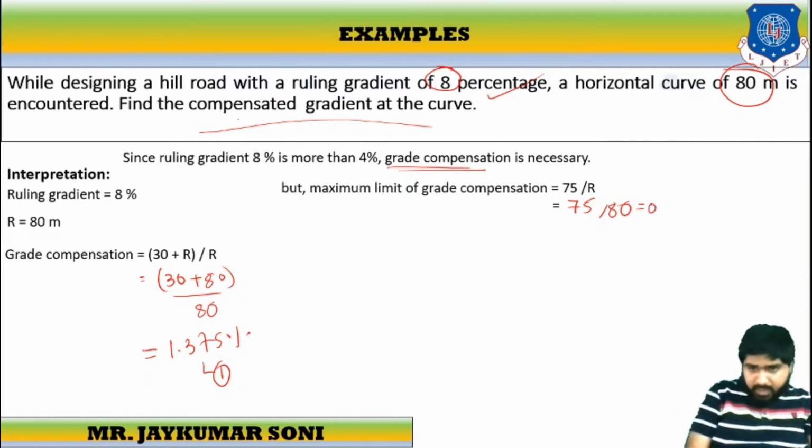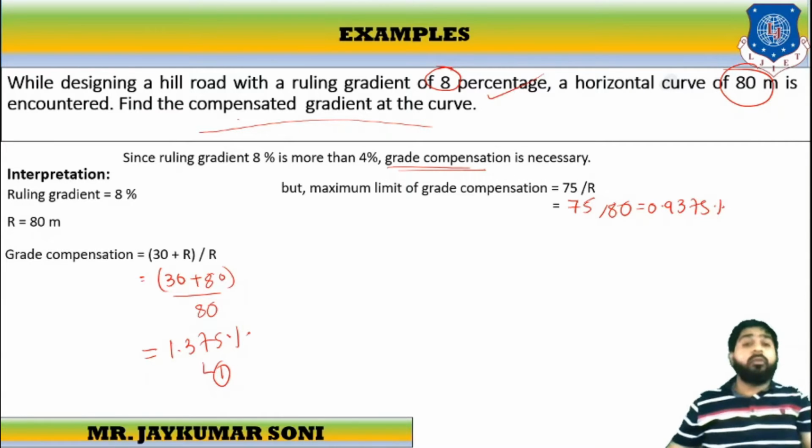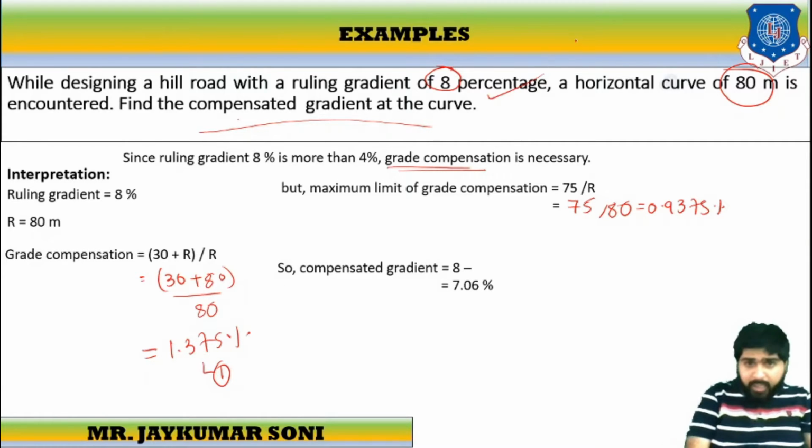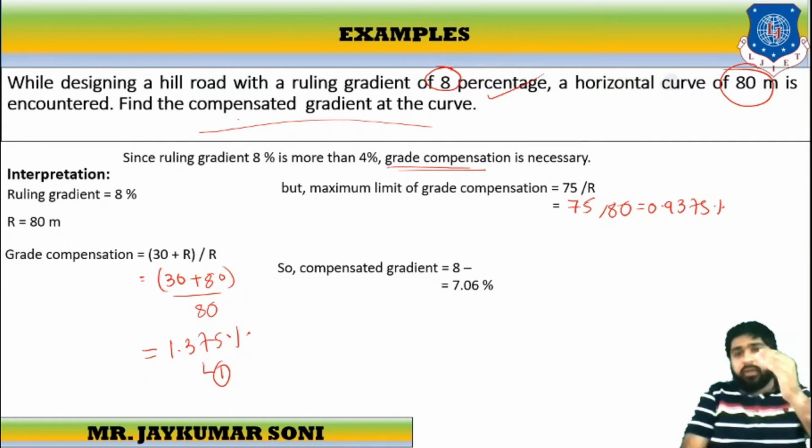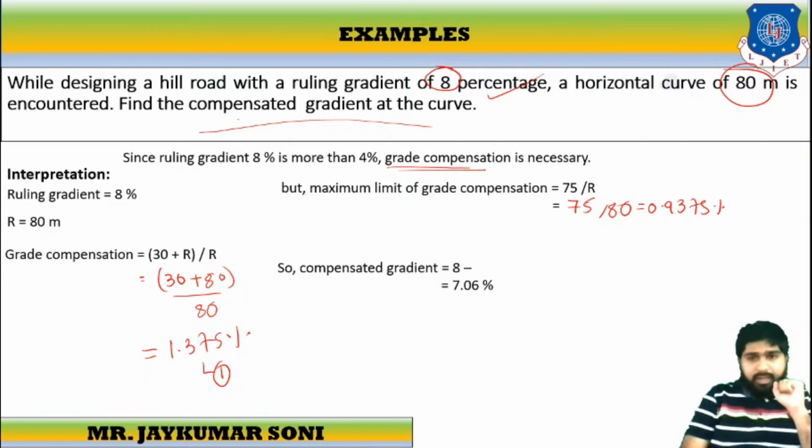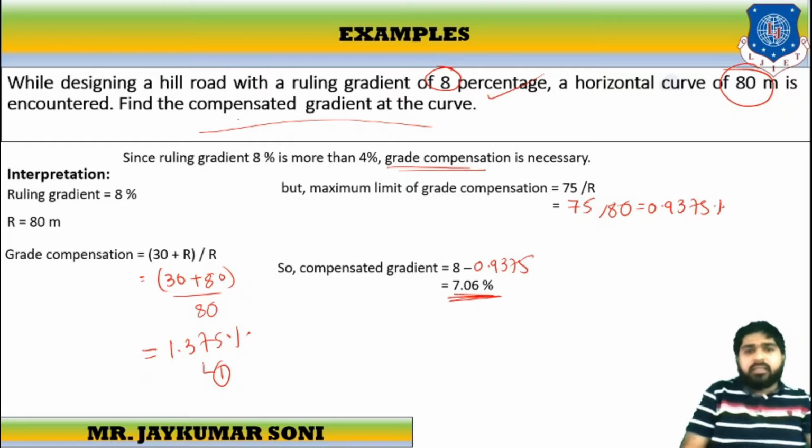So it is 0.9375. Now what we need to do, we have already been given 8 percentage. We have to reduce some amount of gradient. So what we will do, we will reduce the maximum gradient compensation that we have got. So we will subtract this. This will be 0.9375 and ultimately this is the gradient that we have to provide.